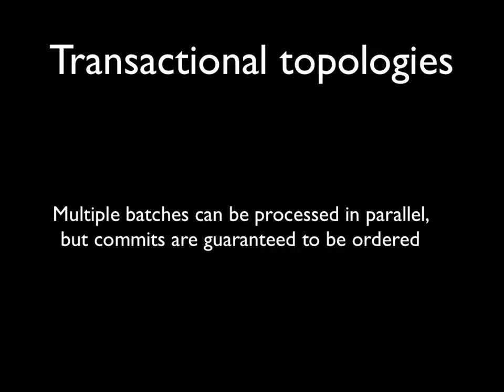So one cool thing about transactional topologies is that even though the commits have to be ordered, you can still process multiple batches in parallel. So while you're committing batch 1, you can still be computing the partial counts for batches 2 through 10. This is basically like pipelining, and it lets you get optimal resource usage of your cluster.